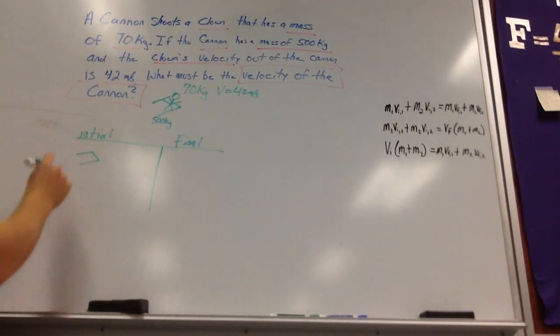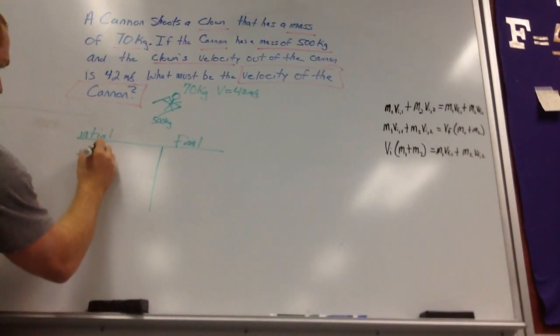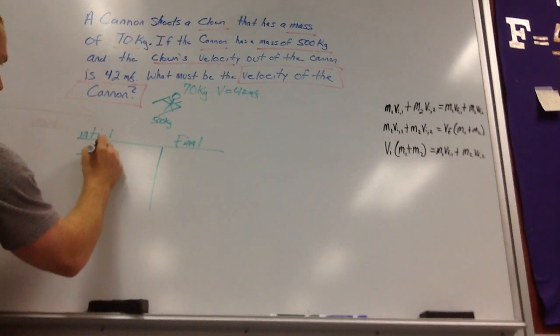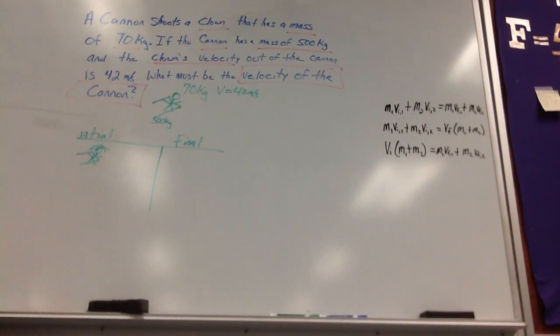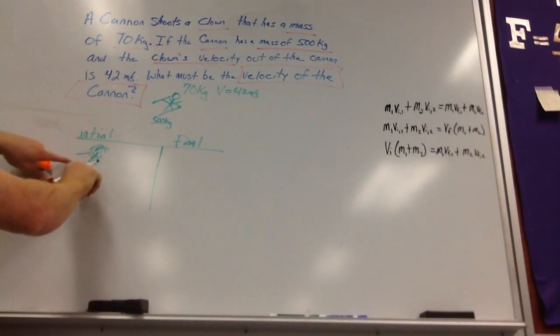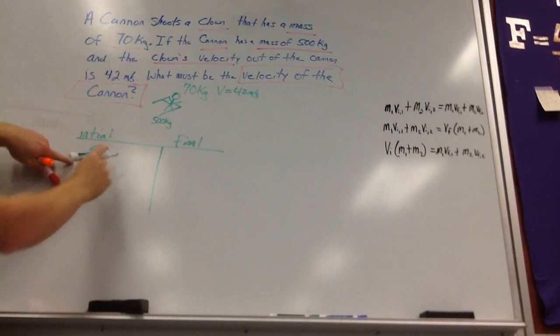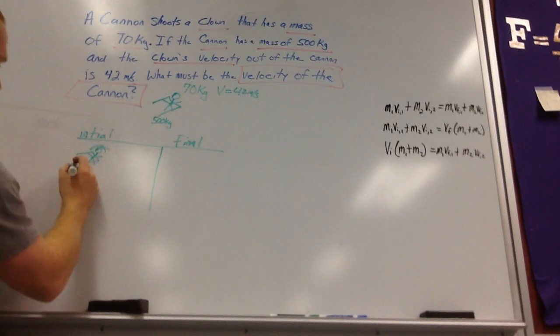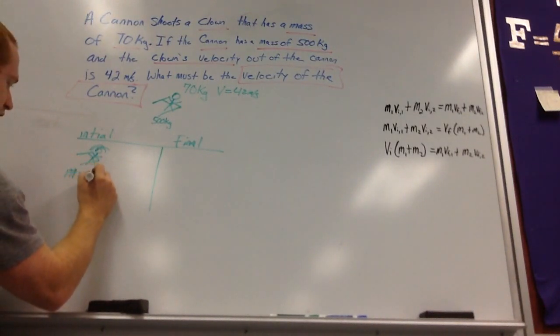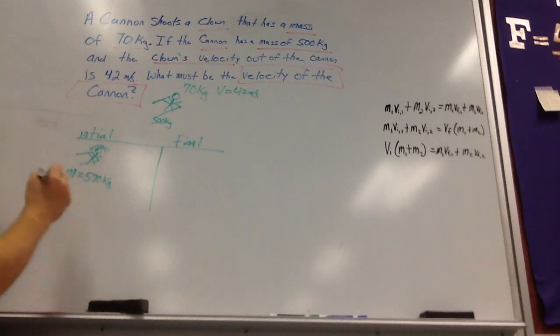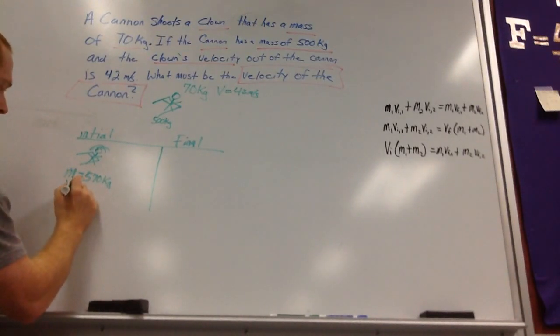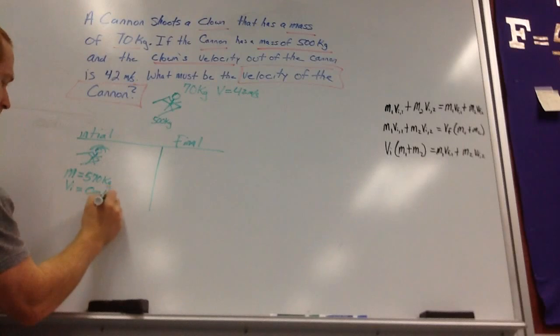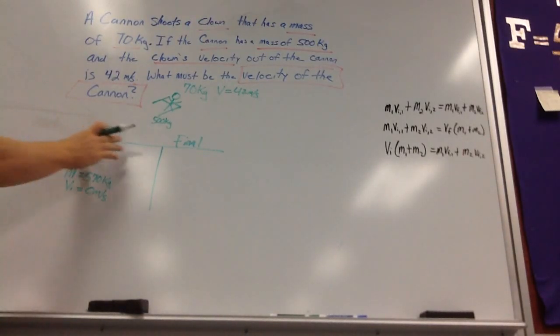So we have a cannon. Notice the clown also would have a velocity initial of 0 because if it hasn't been shot, he is still inside of the cannon. And so what we can do is we can actually add their masses. So we would have the mass of the cannon plus the mass of the clown. So we're going to have 500 kilograms, so the mass of the cannon, plus the mass of the clown. So we're going to have mass is 570 kilograms. The velocity at the beginning is going to be 0 meters per second. We have nothing else on the initial side.